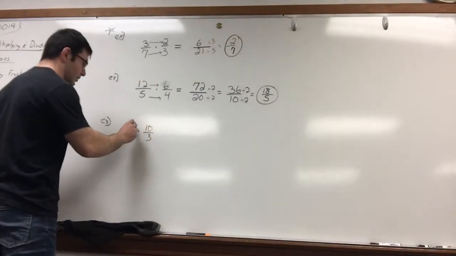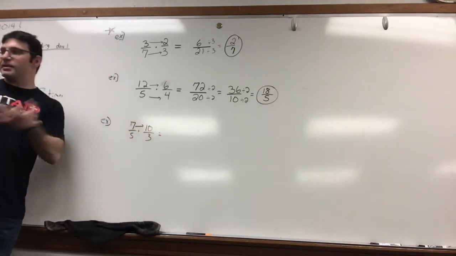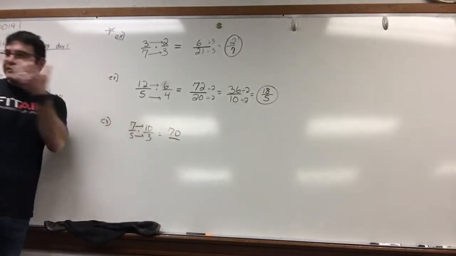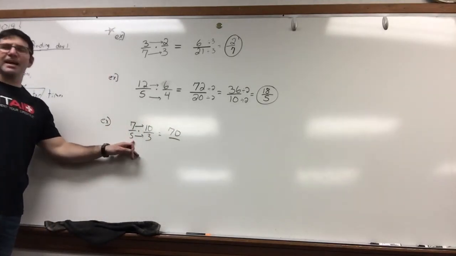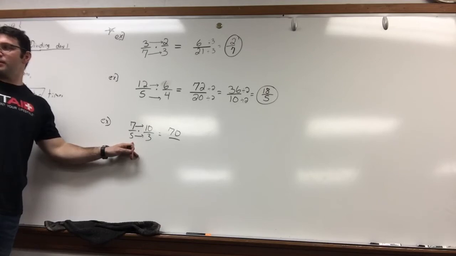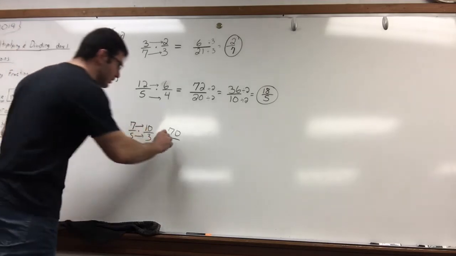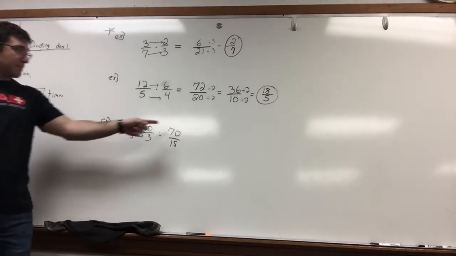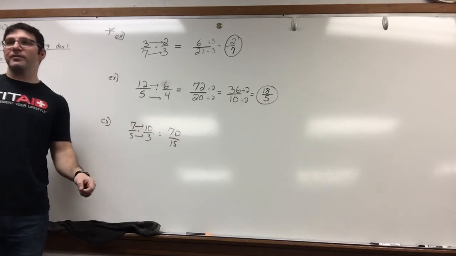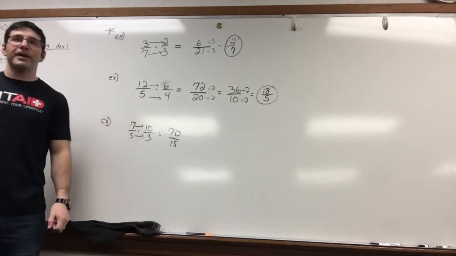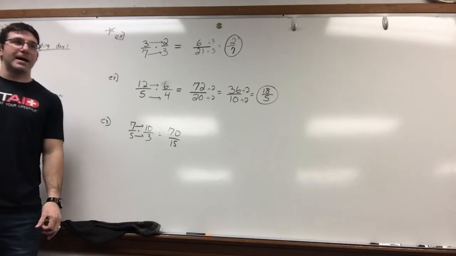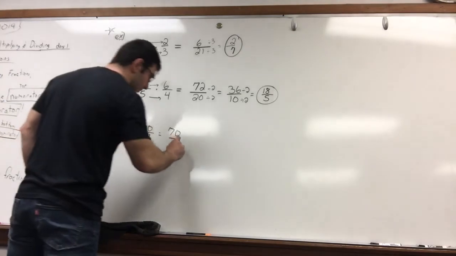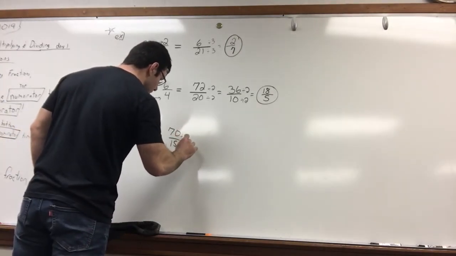Numerator times numerator. 7 times 10 is? 70. 5 times 3 is? 8. That's adding. What's 5 times 3? 15. Good. Now, divisibility rules. In my ones column, if they're both 5s, both 0s, or a 0 and a 5, what can we divide by? Lauren? 5. So these are divisible by 5.